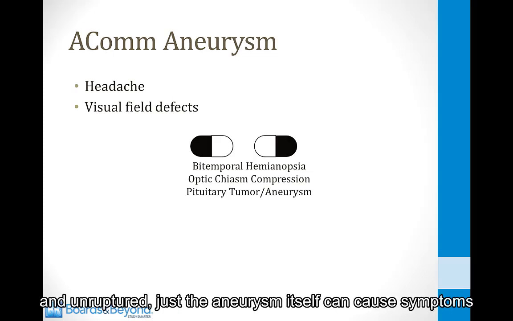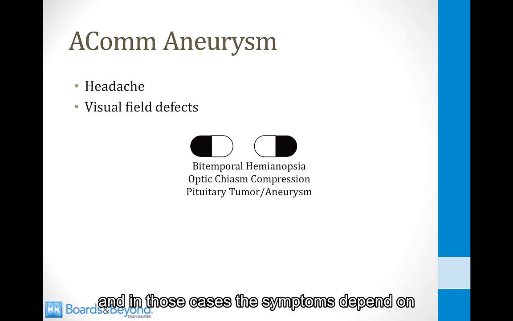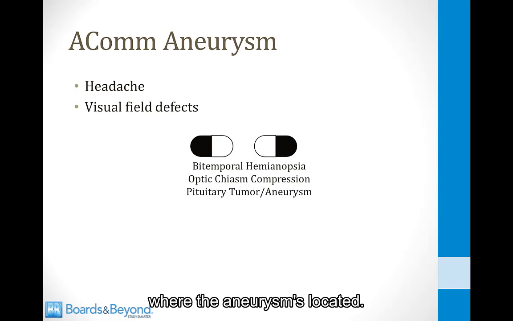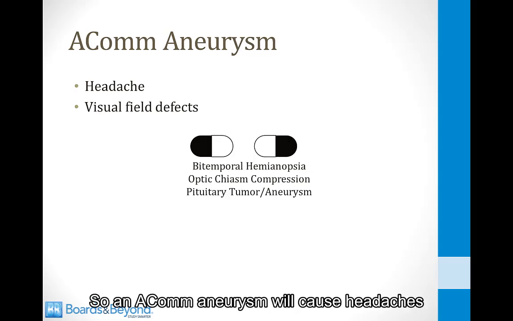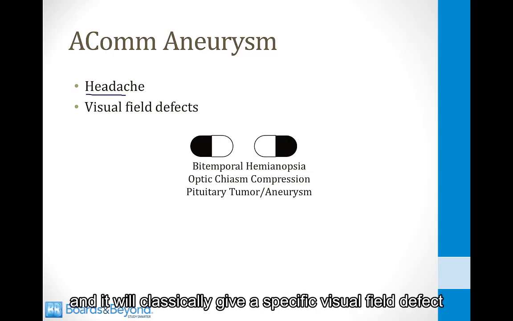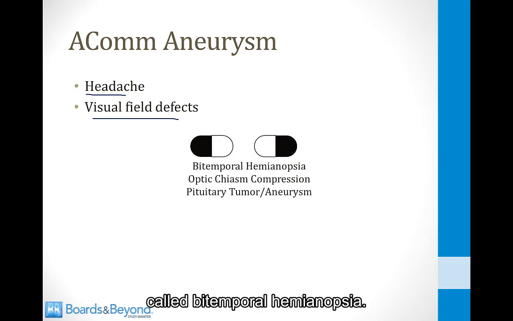Now, normally these aneurysms are asymptomatic until they rupture and cause a subarachnoid hemorrhage, but sometimes if they're very large and unruptured, just the aneurysm itself can cause symptoms. In those cases, the symptoms depend on where the aneurysm is located. So an ACOM aneurysm will cause headaches, and it will classically give a specific visual field defect called bitemporal hemianopsia.